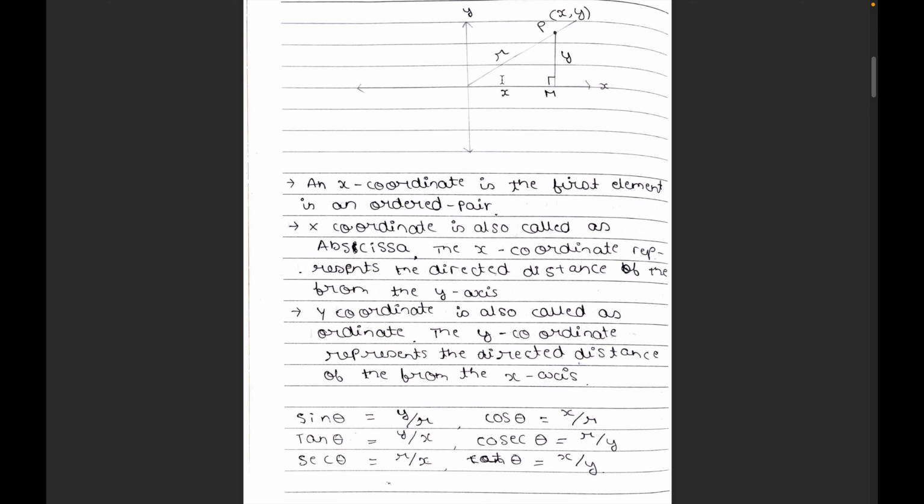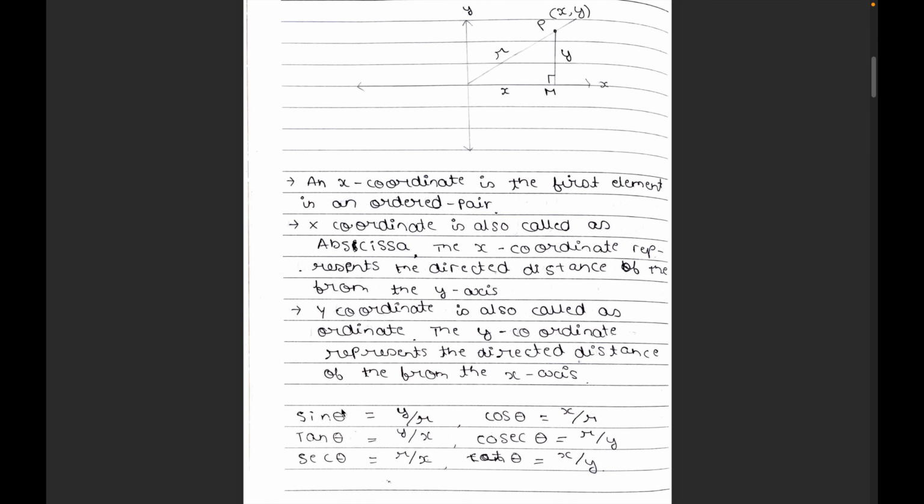So sine theta, this is the angle, by the way. So sine theta would be opposite by hypotenuse, which is y by r. And cos theta would be x by r, and so on. We'll learn these a little later. We'll just focus on the first three right now. And tan theta would be y by x.